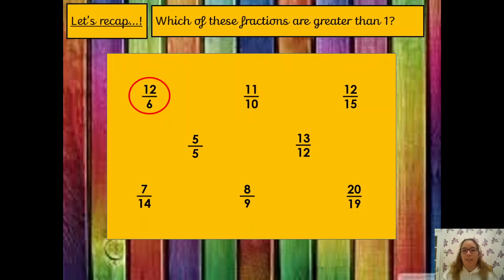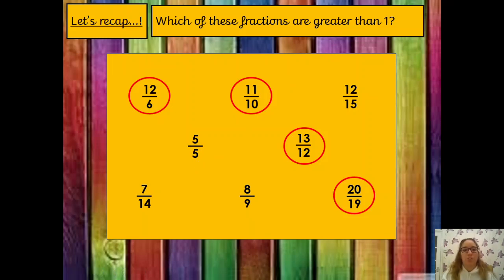So we've got 12/6, because we can divide 12 by 6 to get 2. Then we've got 11/10, because 10 goes into 11 one time, with 1 left over. Again, we've got 13/12, because 12 goes into 13 once with 1 left over. And finally we've got 20/19. You can get 19 into 20 one time. Now this one here is 5/5, so it is 1, but it's not greater than 1.